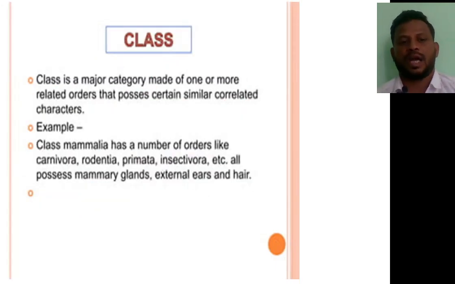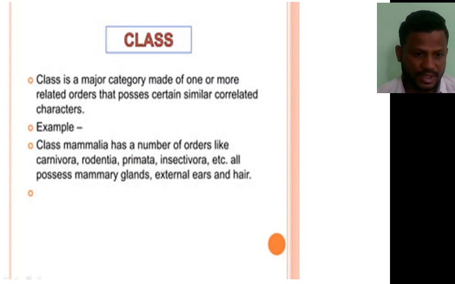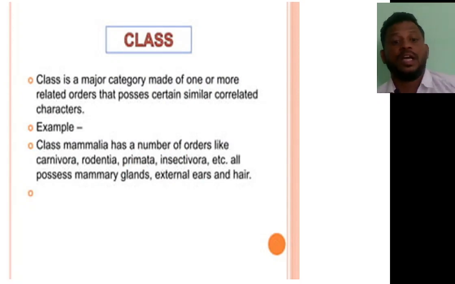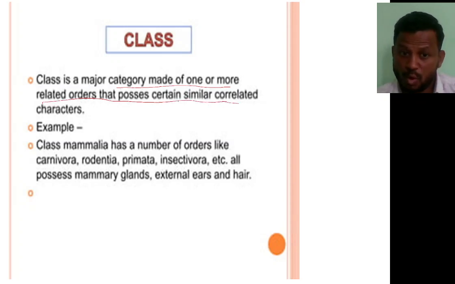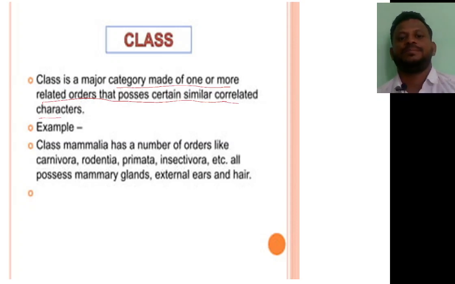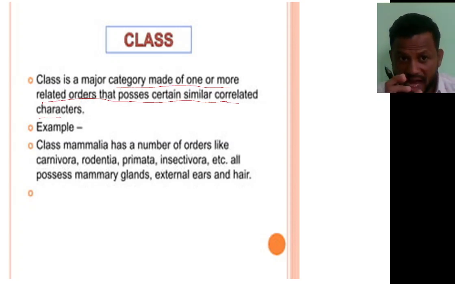Next one is the class. Class is a major category. Let us first underline the important point here. Class: a major category made up of one or more related orders that possess certain similar, correlated characteristics, based on the comparison of the characteristics of an organism. Let us see an example, and you will get a clear idea.